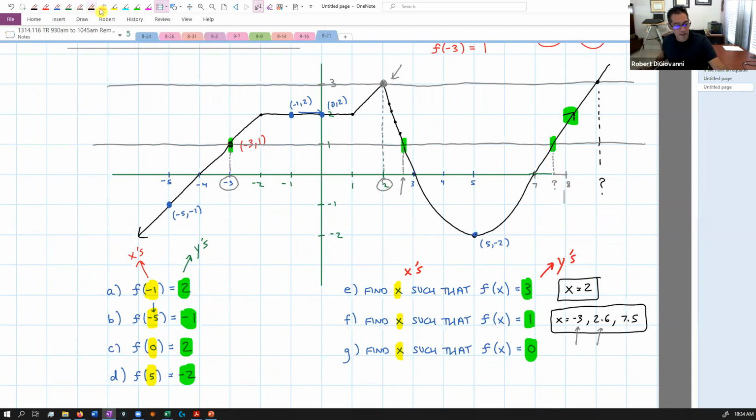We're approximating. These in red that I'm circling, those are approximations. Everyone could have slightly different answers and I'd be okay with that. Questions? Okay, how about the last one?